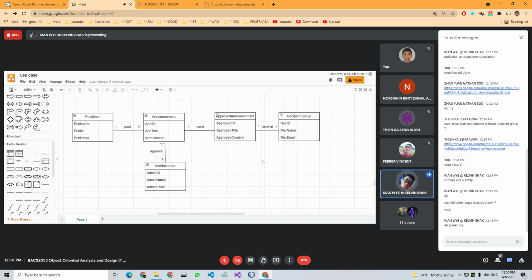I'm not sure how to write that one. How to show it in the diagram? I put this in the middle so I can put the send and then the receive here. Oh, understood. So announcement send to many. Let me check the question back. Receive many announcement.